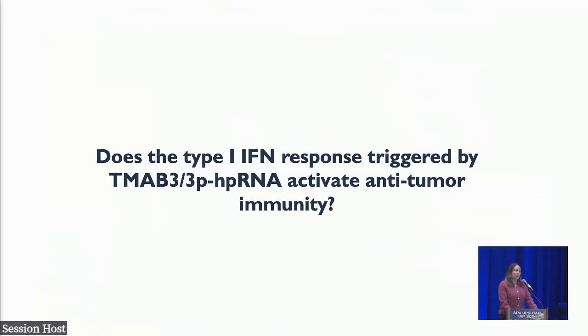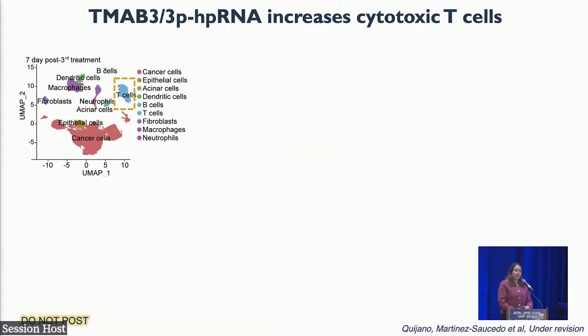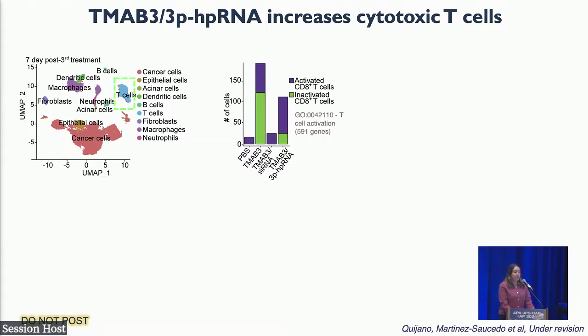So our next question was, does the type 1 interferon response triggered by our complex activate anti-tumor immunity? So I'm going to skip most of what we did in this part because of time. But one important thing that we found is that T cells were highly expressed in the groups that were treated with the antibody plus the short hairpin. And not only that, but the T cells that were increased in this group were the CD8 cells.